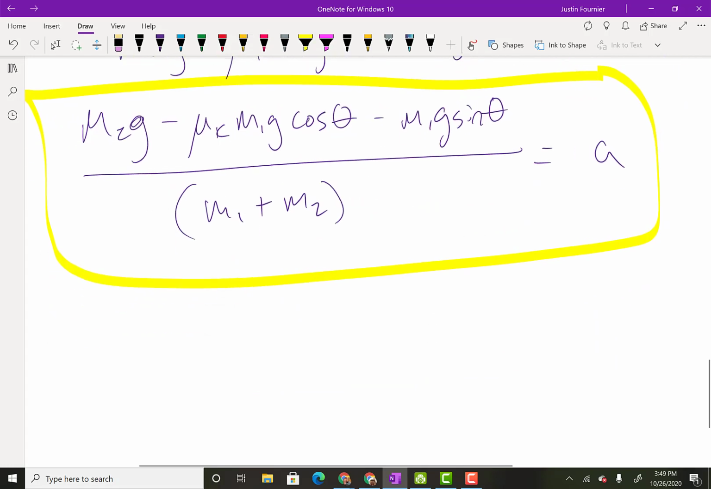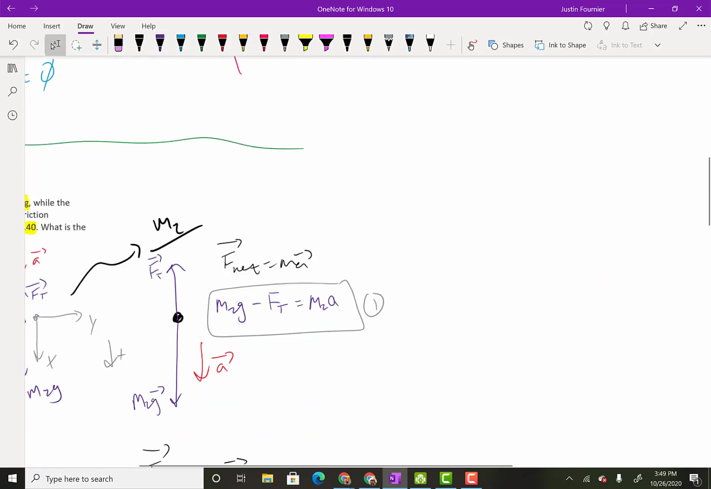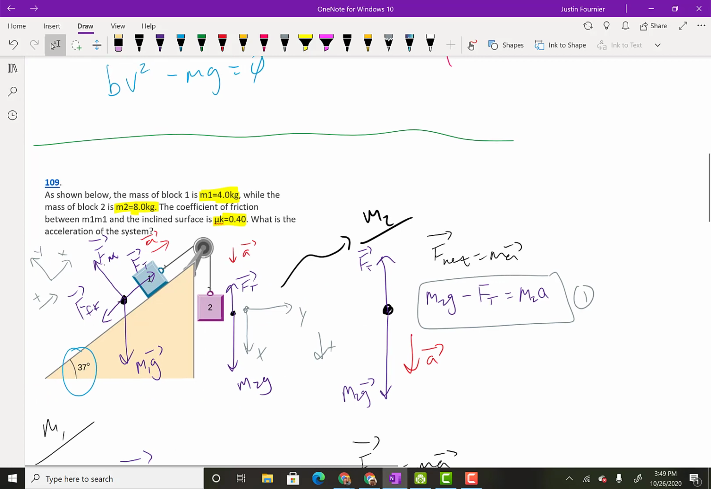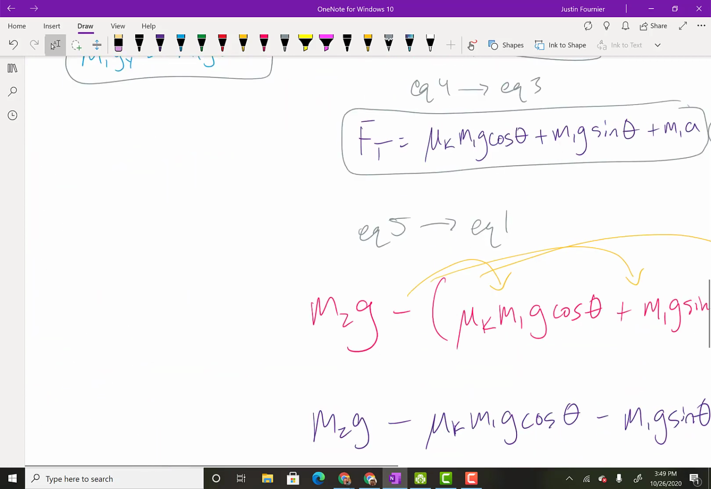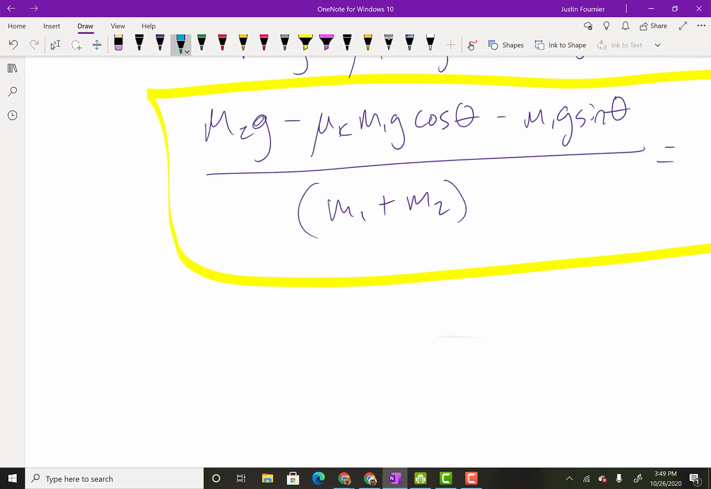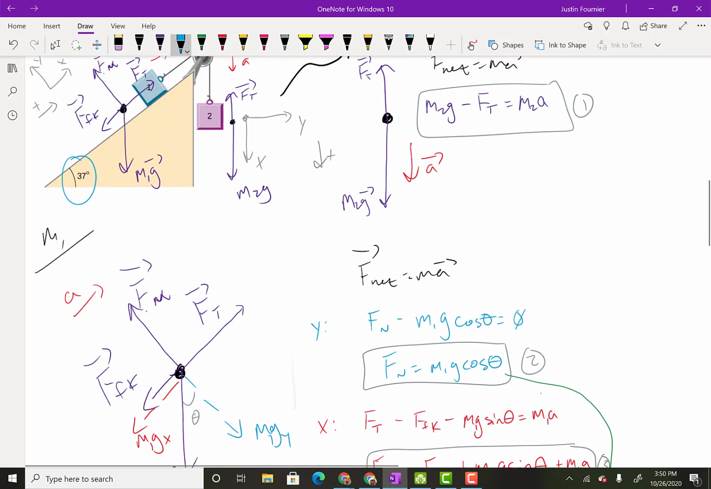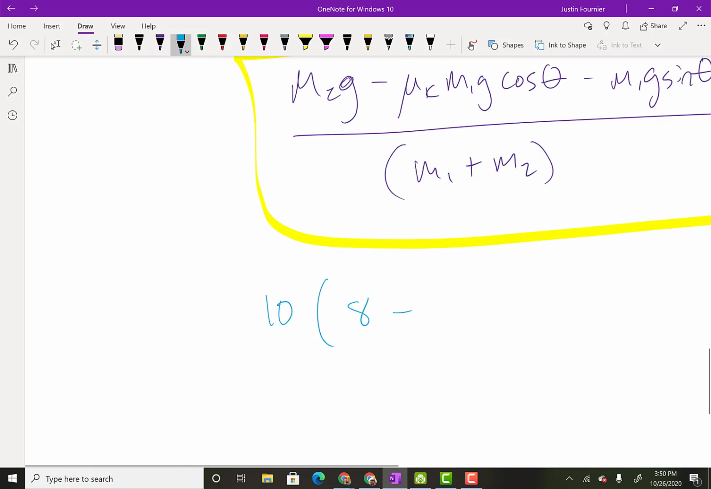So now all I need to do is just plug in all my numbers here. So what was M2 and M1? M1 was 4 kilograms, M2 is 8 kilograms. So let's just plug in stuff here. So 8 times, I could factor out a g. Let's factor out the g. It's going to be 10. So this is going to be 8 minus mu k. Oh, shoot. Mu k is 0.4.